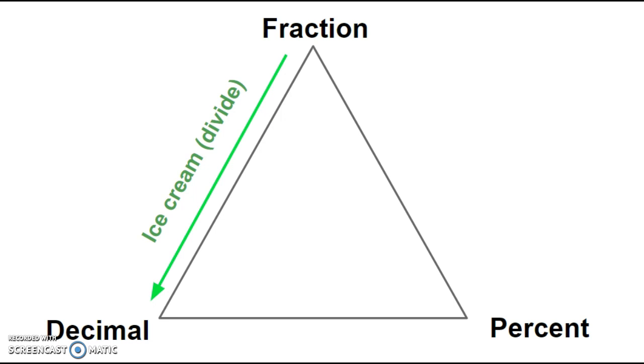And so once you finish dividing that, such as 1 divided by 2, you have a decimal of 0.5 or 5/10.